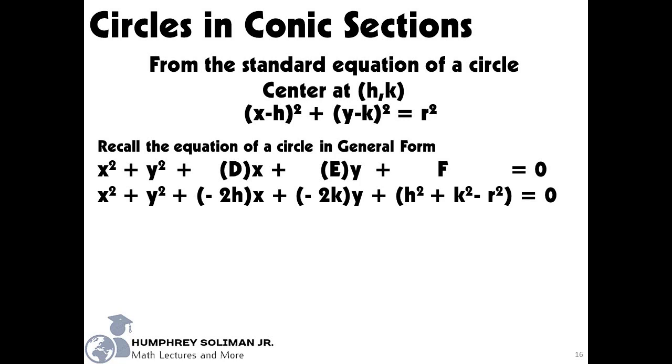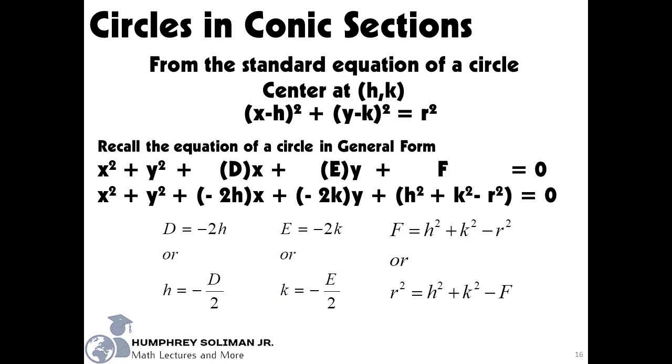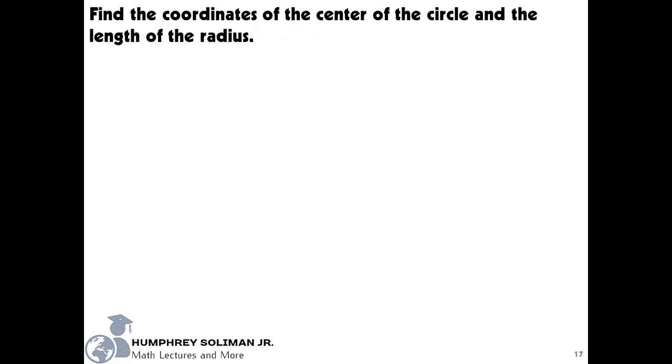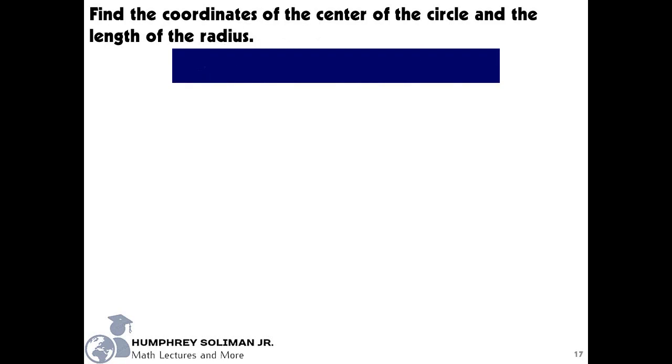If we observe carefully, from here, we can see that d is equal to negative 2h, and e is equal to negative 2k, and f is equal to h squared plus k squared minus r squared. From there, we can have h equals negative d over 2, k equals negative e over 2, and r squared equals h squared plus k squared minus f. Now, let's try this using an example.